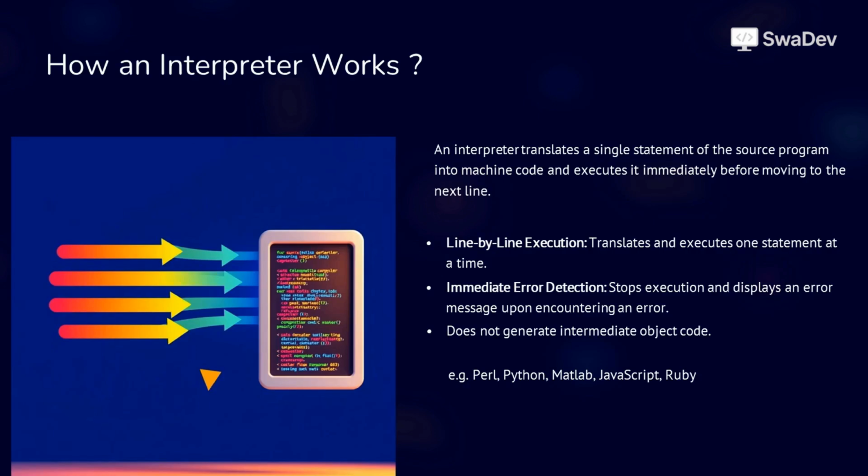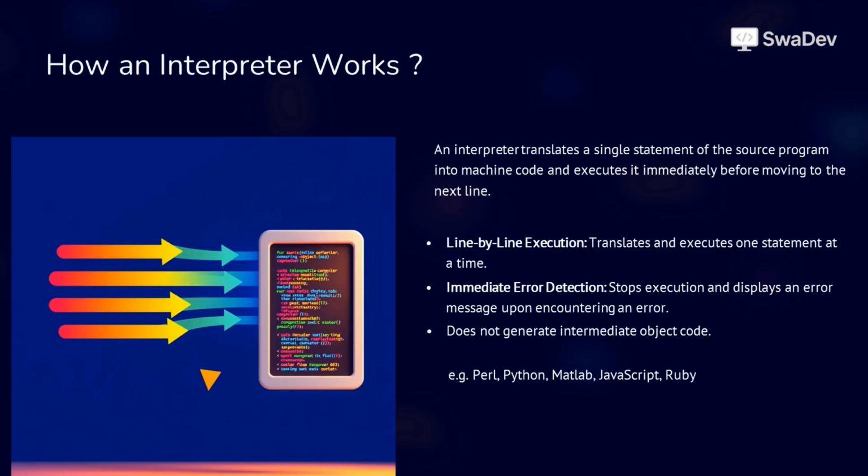Let's move to how an interpreter works. An interpreter works line by line, translating and running each command immediately. It is great for testing and fixing errors quickly. By definition, an interpreter translates a single statement of the source program into machine code and executes it immediately before moving to the next line.